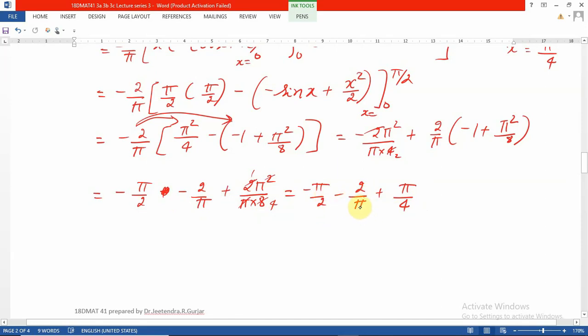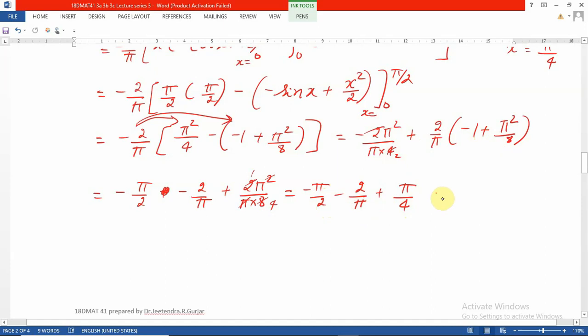If you want, you can simplify this and you will get this answer: pi by 2. So this is pi, we will get minus pi by 2 plus 2 upon pi minus 1 plus pi square upon 8. So this is your answer.